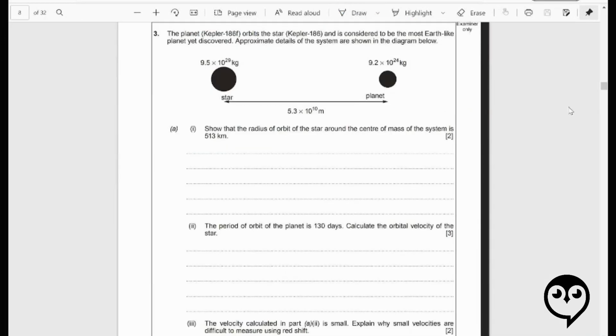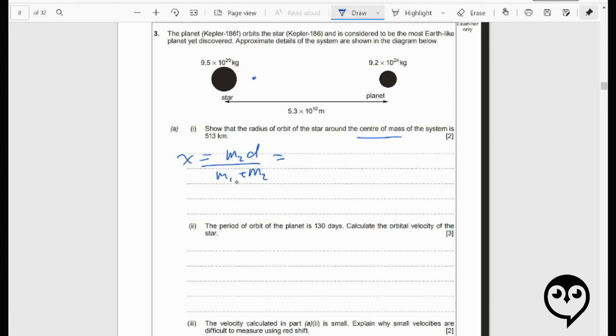This is an A2 Unit 4 paper from WJEC 2017. We've got a planet, Kepler 186f, and it orbits the star Kepler 186. I love these names. Show the radius of the orbit of the star around the center of mass of the system, okay? So this is a much heavier star. The center of mass won't be down the middle. The center of mass might be kind of out here somewhere, kind of close, who knows?